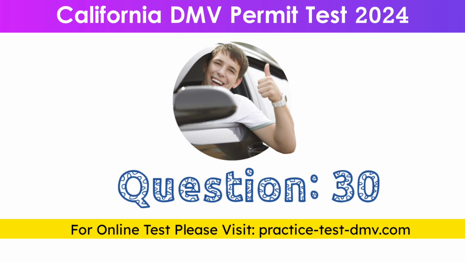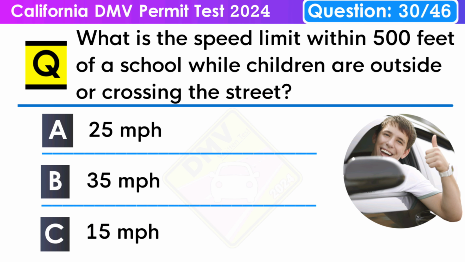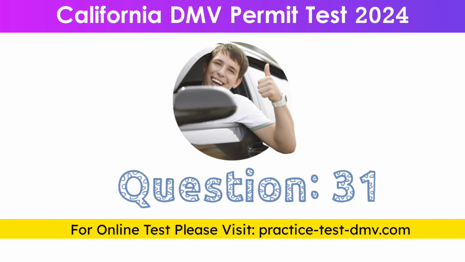Question 30. What is the speed limit within 500 feet of a school while children are outside or crossing the street? A. 25 miles per hour. B. 35 miles per hour. C. 15 miles per hour. Correct answer: A. 25 miles per hour. The speed limit within 500 feet of a school while children are outside or crossing the street is 25 miles per hour. In some school zones, it may be as low as 15 miles per hour, but 25 miles per hour is the standard.